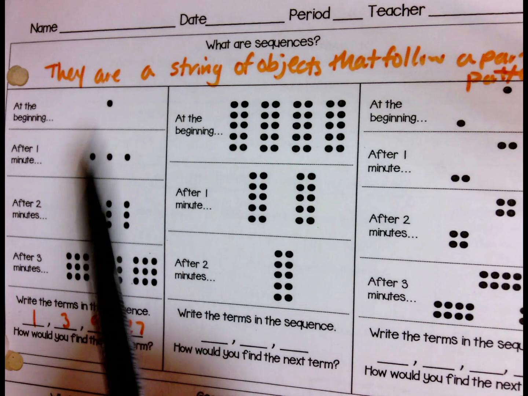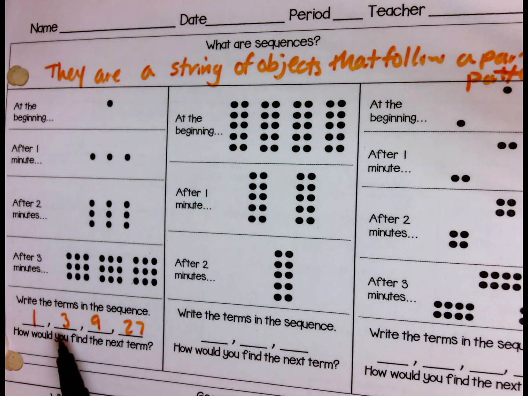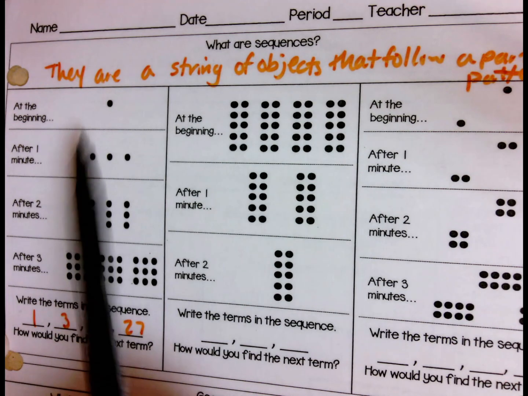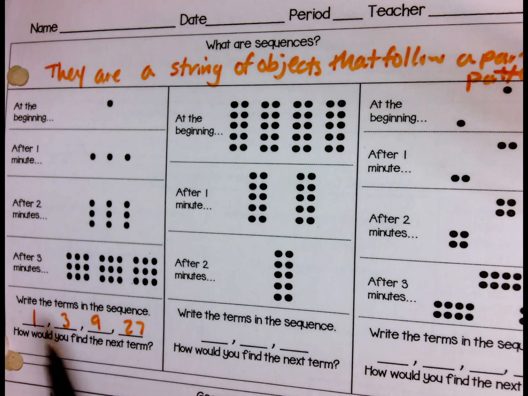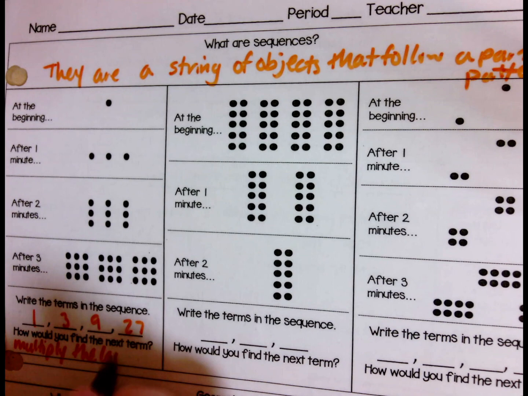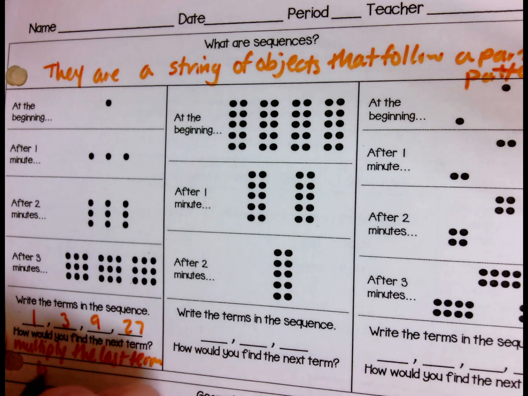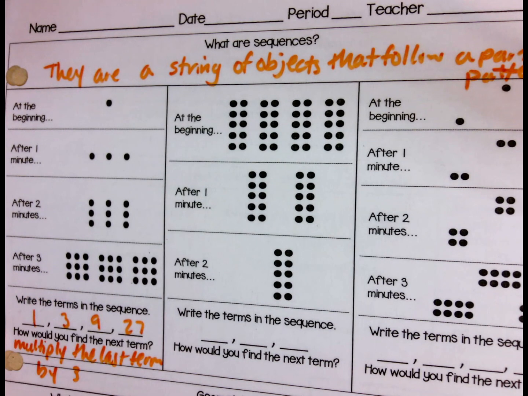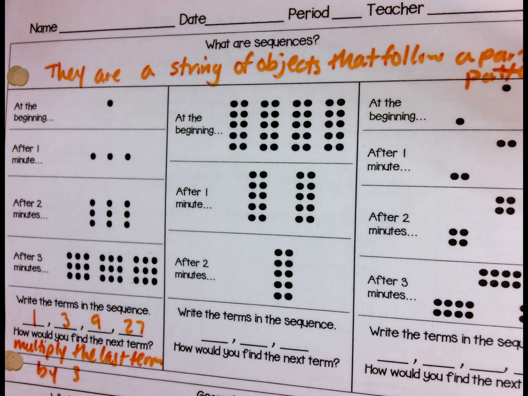Well, 1 to 3, we're adding 2, but 3 to 9, we're not adding 2, so we have to look at a different option. So 1 to 3, we're multiplying by 3. 3 times 3 would be 9, and 9 times 3 would be 27. So it looks like we would multiply the last term by 3. Okay? So in the past, we've done arithmetic sequences where we added or subtracted a number each time. This time, we have an example where we multiply.